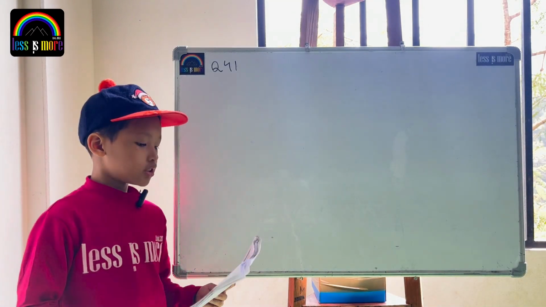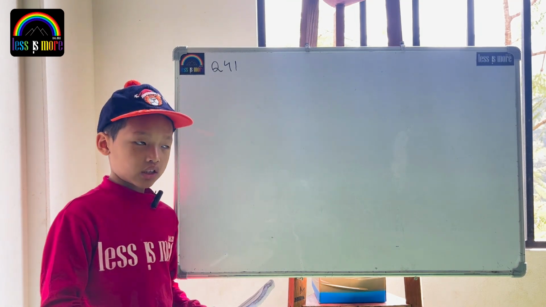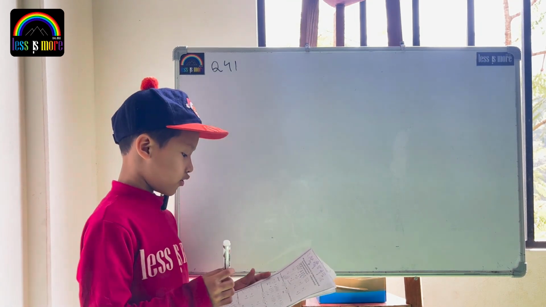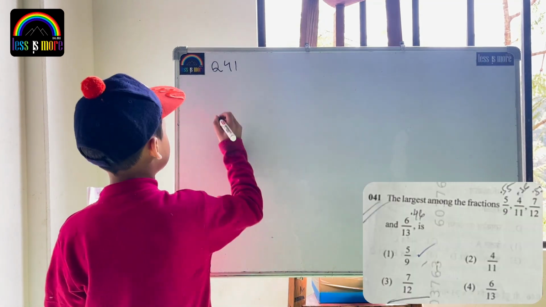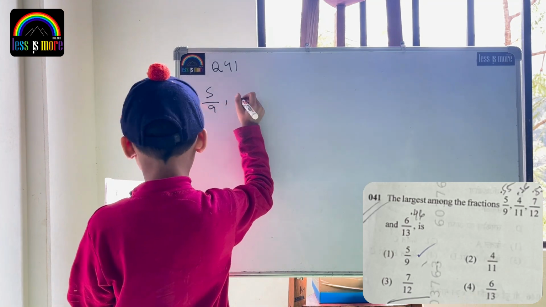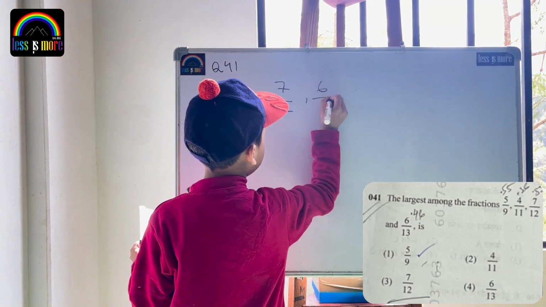I will be continuing solving the mathematics questions of Sainik exam 2024. The first question, question number 41. It asks the largest among the fractions 5 by 9, 4 by 11, 7 by 12, and 6 by 13 is.